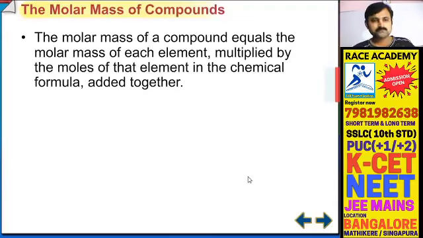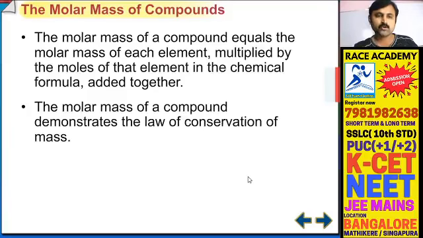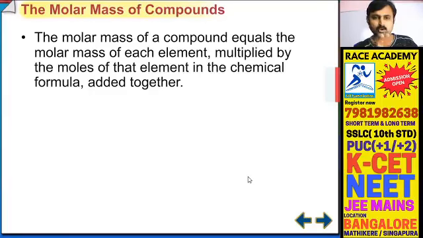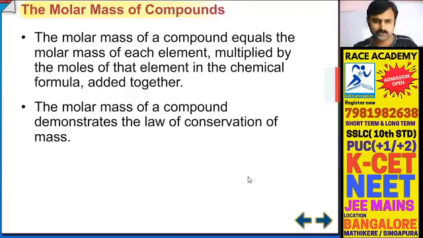Now molar mass of compounds. The molar mass of a compound is generally equal to the molar mass of each element multiplied by the moles of that element in the chemical formula and added together. So the molar mass of a compound demonstrates the law of conservation of mass. Once again, the molar mass of a compound is equal to the molar mass of each element multiplied by the moles of that element in the chemical formula, added together. So the molar mass of a compound usually demonstrates the law of conservation of mass.